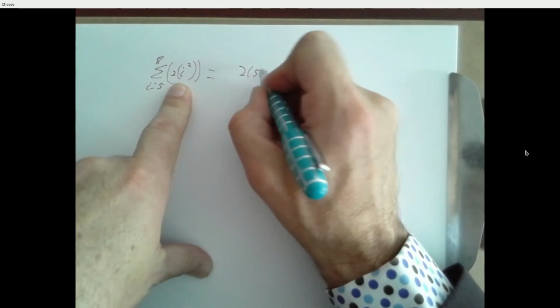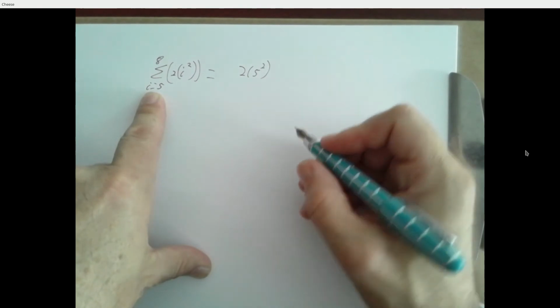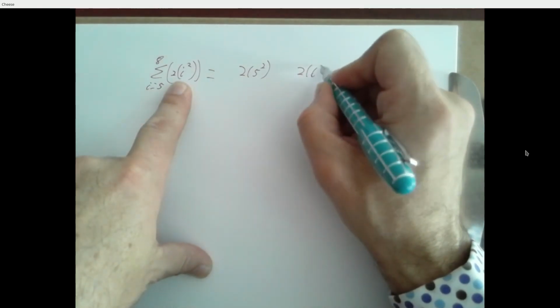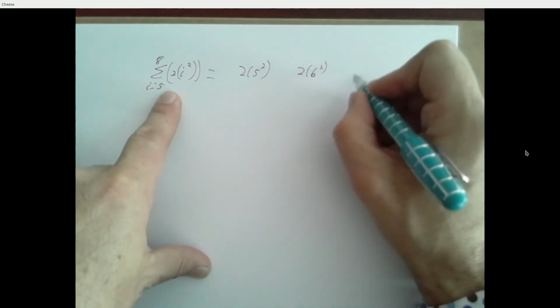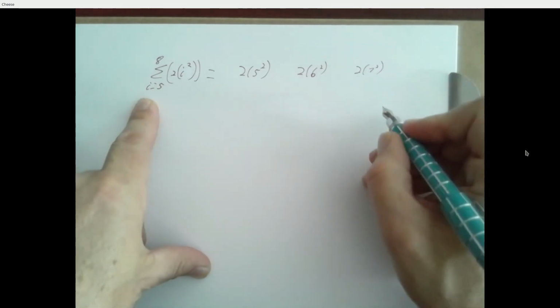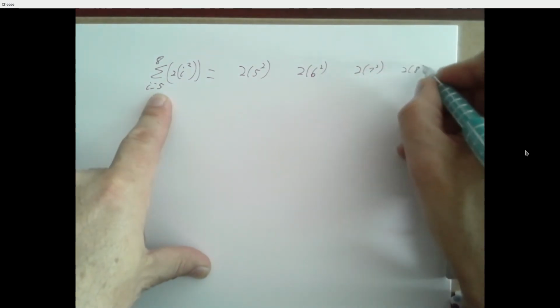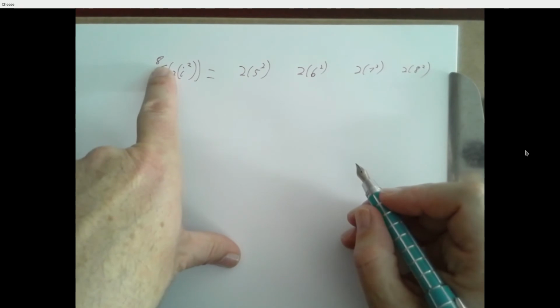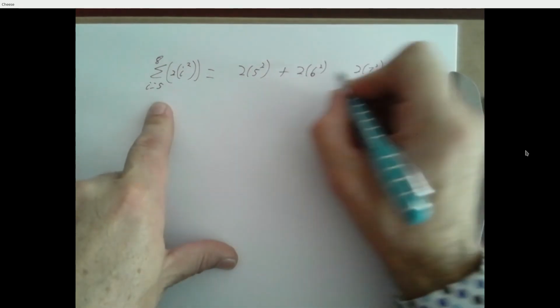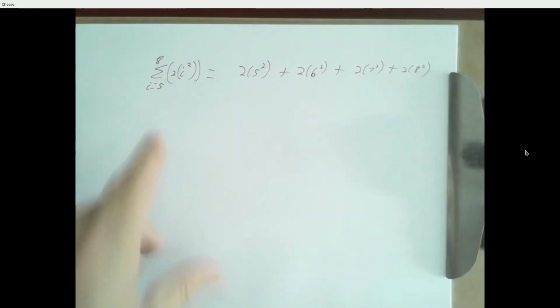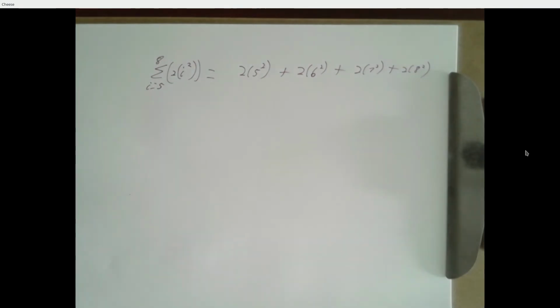2 times 5 squared. Set I equal to 6, write down this expression. 2 times 6 squared. Set I equal to 7, 2 times 7 squared. Set I equal to 8, 2 times 8 squared. That's as far as we go because the upper limit is 8, and then just add all of those expressions together. So that's a direct expression of what that summation symbol means in this case.